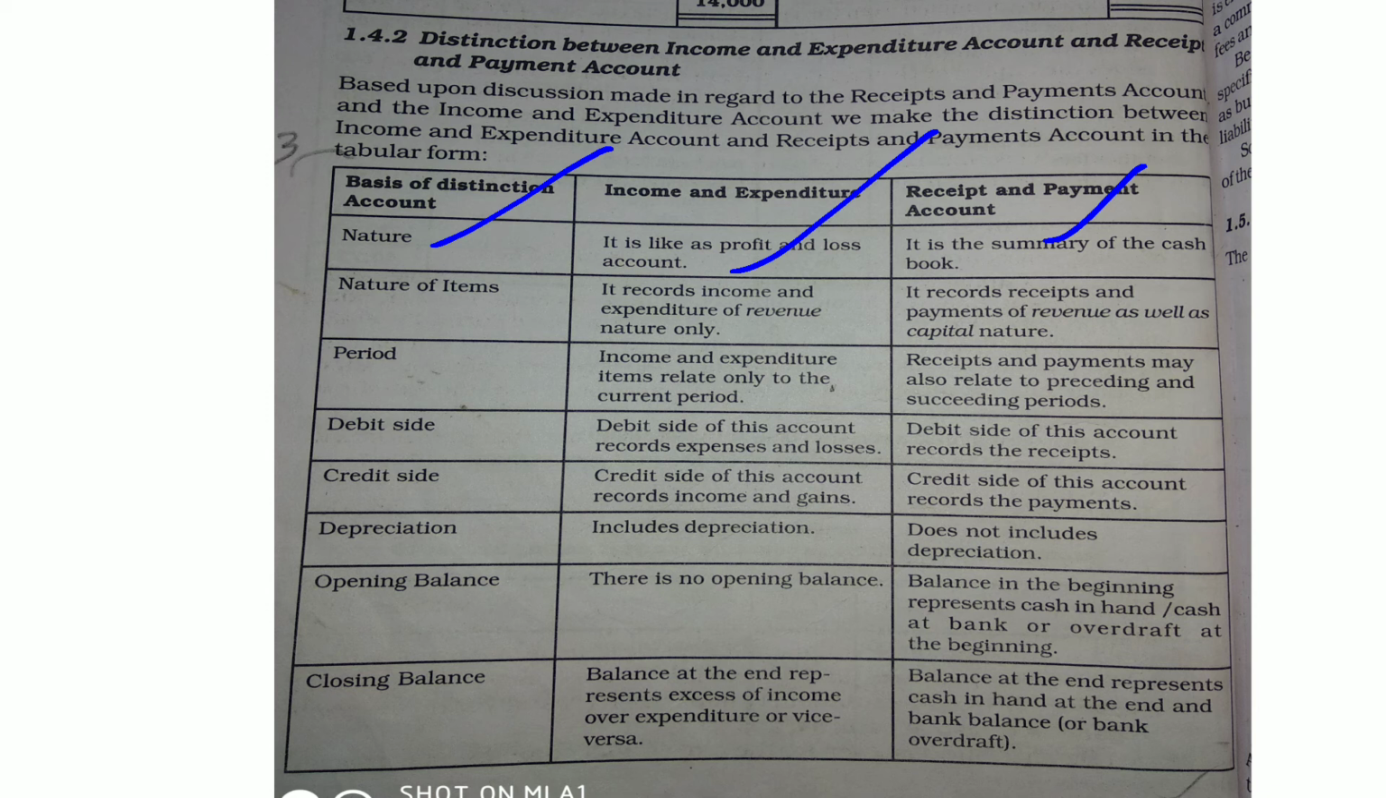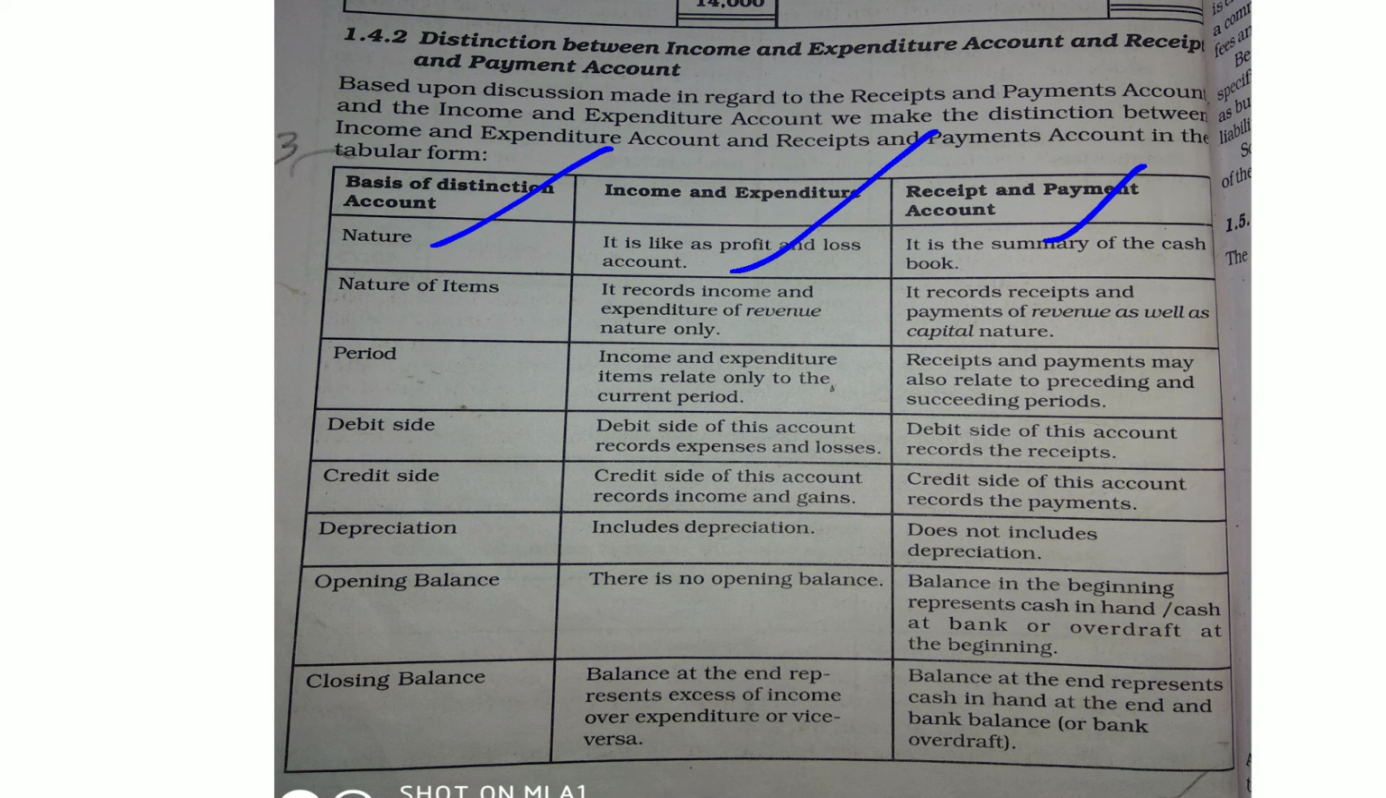And in the receipt and payment account, revenue nature incomes are recorded, but the thing is that preceding, succeeding and current year, all those periods' amounts, the total amount, is recorded.